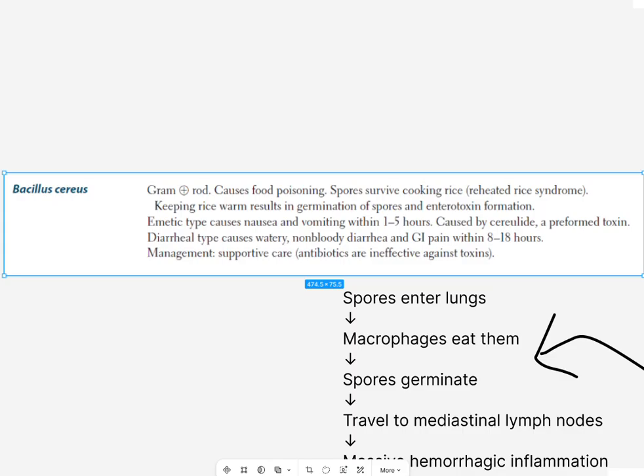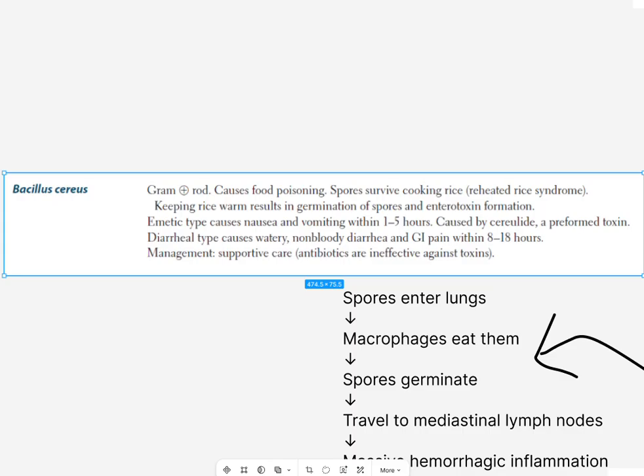The spores survive when you're cooking rice. The spores survive, and when you reheat the rice, that's when these spores become the bacteria. And yes, they're motile, and their habitat is soil, dust, and food. So the usual transmission is through contaminated food. You always get Bacillus cereus through reheated fried rice. This is why it is also called fried rice syndrome.